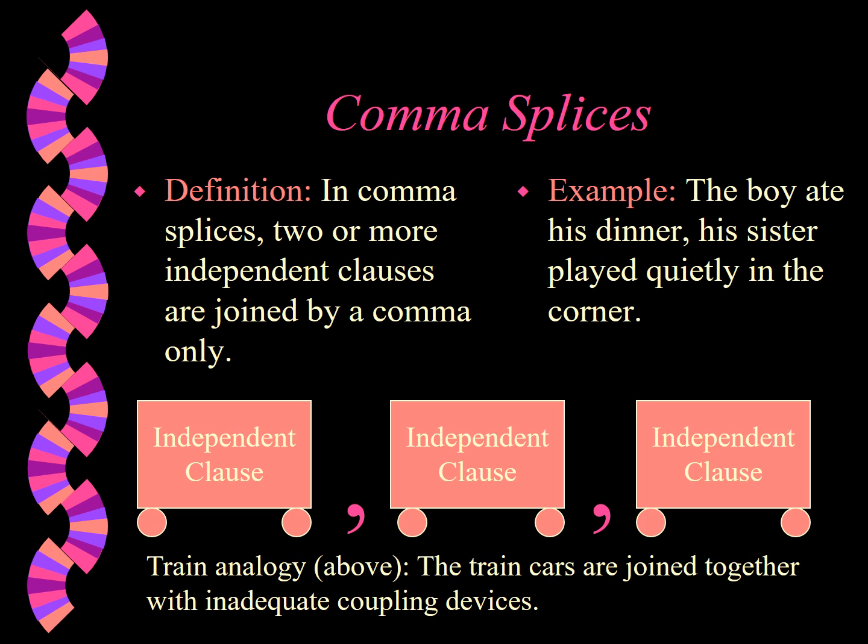In comma splices, two or more independent clauses are joined by a comma only. The boy ate his dinner, comma, his sister played quietly in the corner. Again, in the train analogy, the train cars are joined together with inadequate coupling devices, continuing to make the sentence seem heavy, awkward, and it doesn't quite work.